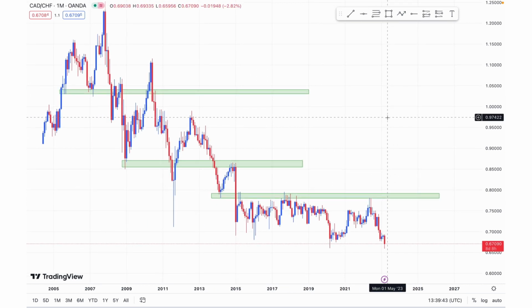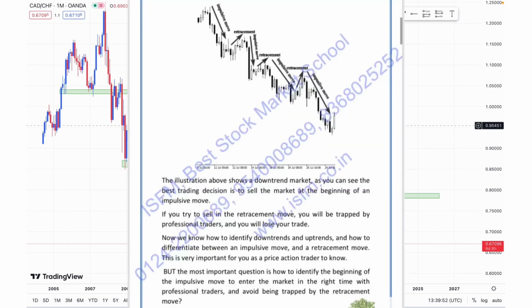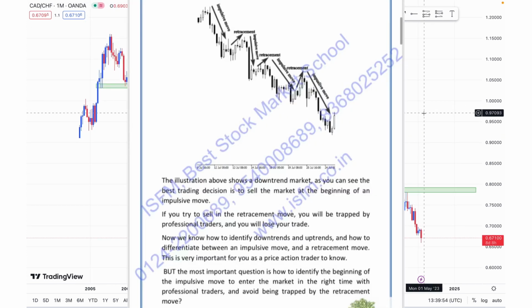So basically this is the strategy that many profitable traders trade, and I will show you an example in one of the books I've read. I think I'll just paste it on the screen somewhere so you guys can read quickly. You can pause.